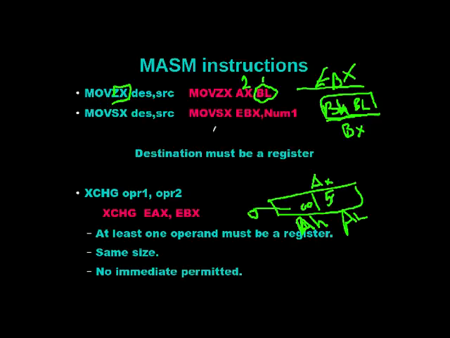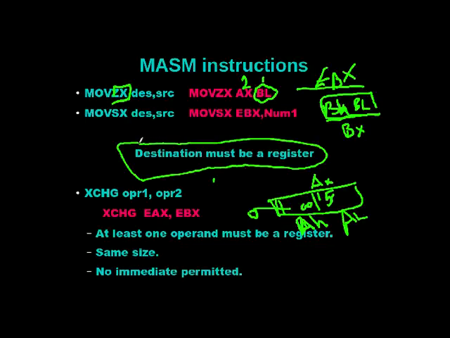Now if I go to the sign extended, it's going to look at the last bit in AX. If I'm doing AX to EBX, if I'm doing 2 bytes to 4 bytes, it's going to look at the last bit, the sign. Call it the sign bit. If it's a 0, it's going to extend it with 0. If it's 1, it's going to extend it with 1s. This is the move sign extended, move zero extended. There's only one rule for this. Destination must be a register. If I want to extend, I have to extend to a register.